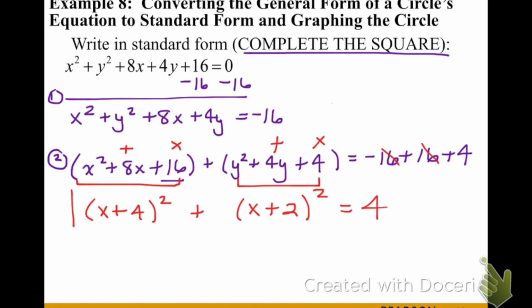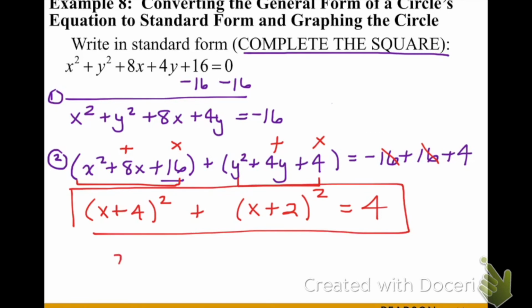We also note here then that if we simplify the right-hand side, the positive 16 and the negative 16 cancel out, leaving us with 4. This will give us our final equation of (x plus 4) squared plus (y plus 2) squared equal to 4. So for this circle then, we will have a center of the opposite at negative 4, negative 2, and then our radius here will be the square root of 4, in this case also 2.